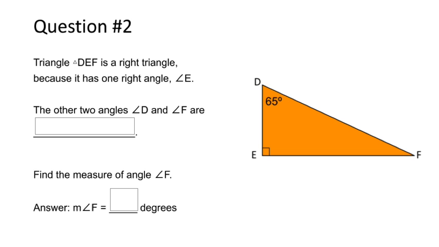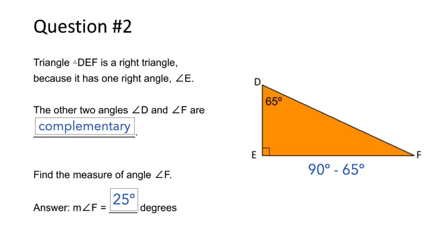Here we have a right angle. We know that angle E is 90 degrees. We understand that the other two acute angles then, D and F, these are called complementary because they add together to equal 90 degrees. The measure of angle F would be found by subtracting 90 minus 65 or 25 degrees. How did you do on that one?